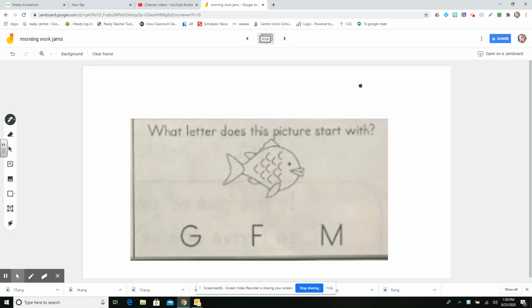Now this one asks us a question. It says, what letter does this picture start with? Well, first graders, before we can answer that question, we have to know what the picture's of. So what is that a picture of? Yeah, it's a fish. So I know that F says f, and fish starts with f.